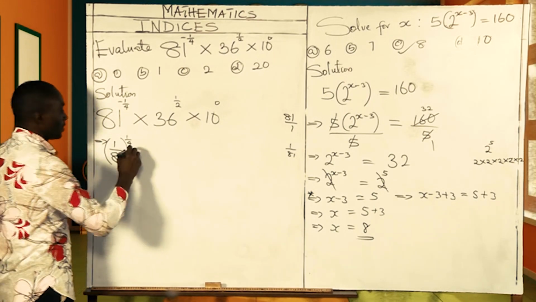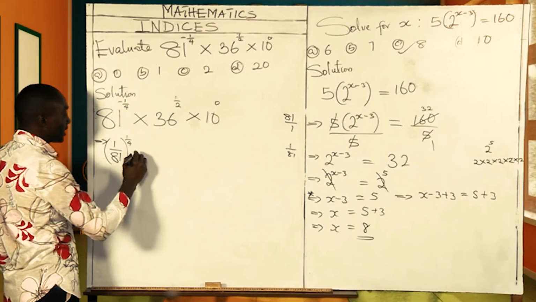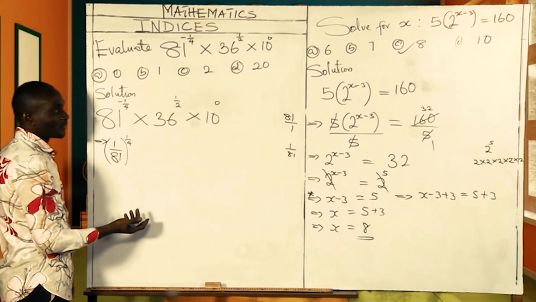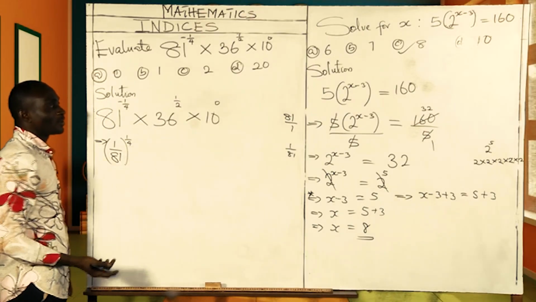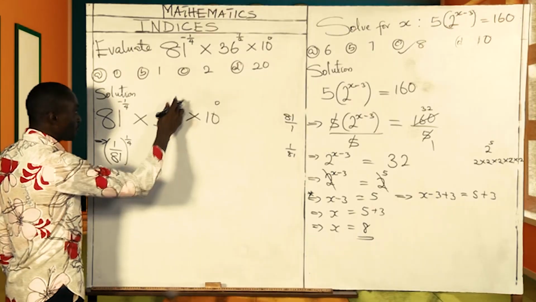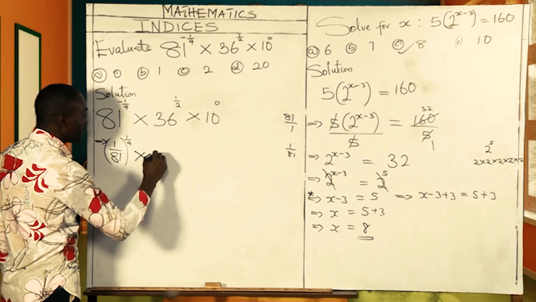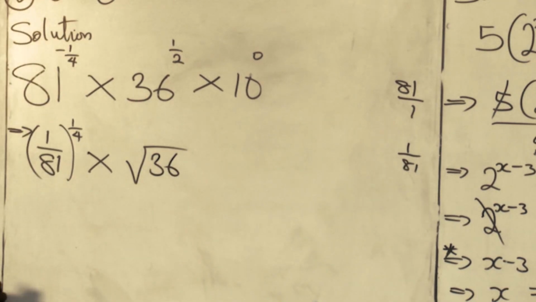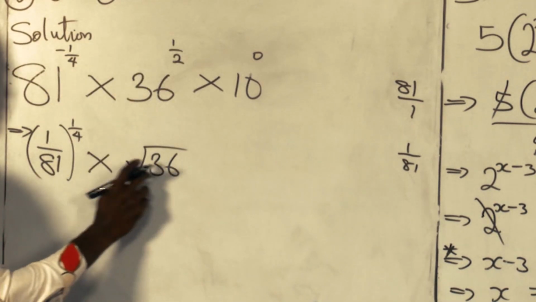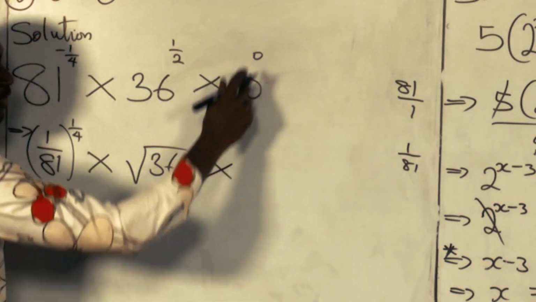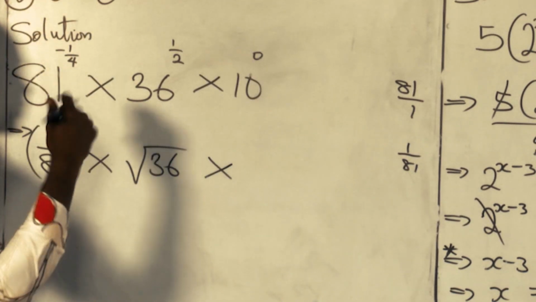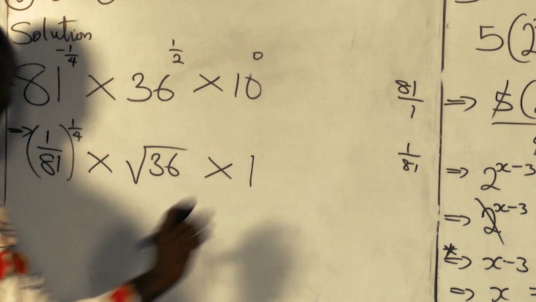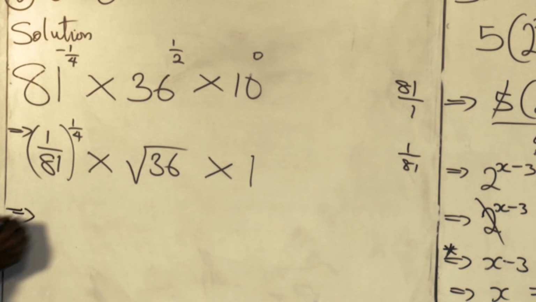Okay. Now, let me write out everything. This 36 raised to the power 1 over 2 means, in indices, I want to convert this, it will give us the square root of 36. And 10 raised to the power 0 is what? 1. You all know that anything raised to the power of 0 is 1. Let's leave that.